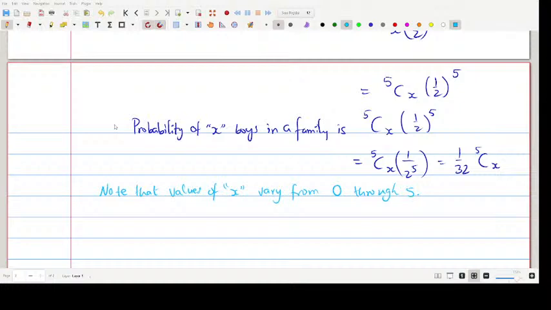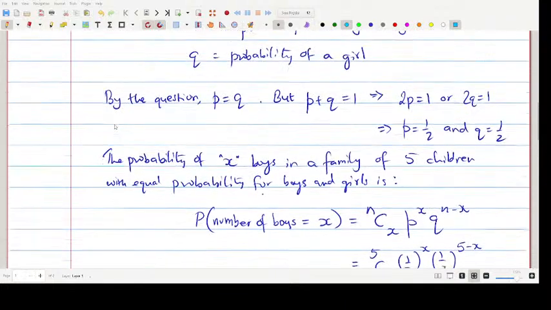One possibility is no boy, 0 boys. Another possibility is there is 1 boy. Another possibility is that there are 3 boys. Another possibility is that there are 2 boys. Another possibility is that there are 4 boys. Another possibility is that there are 5 boys. Okay, so there are 6 possibilities, and all of these possibilities have one probability value attached. And what is the probability value? It is 1 by 32, 5Cx, right?